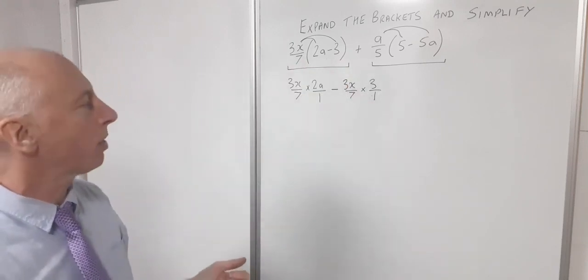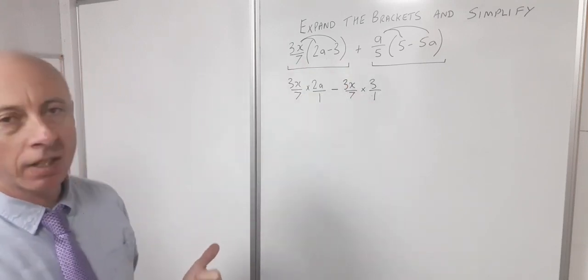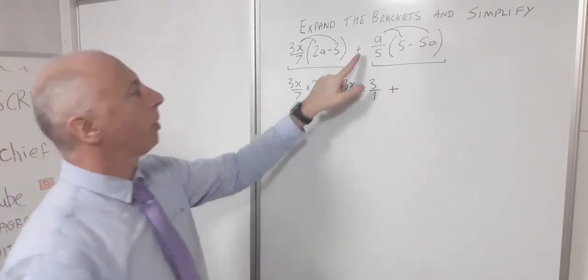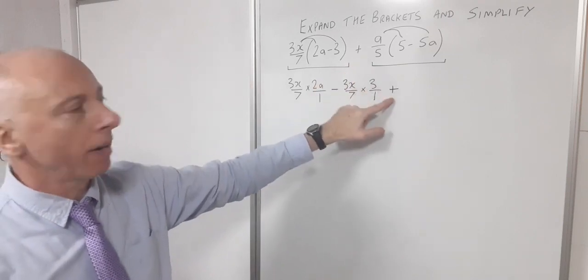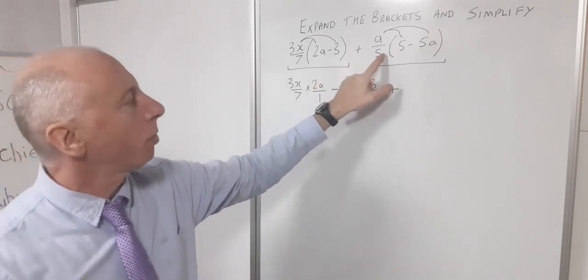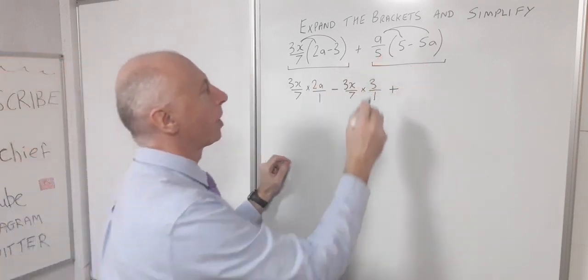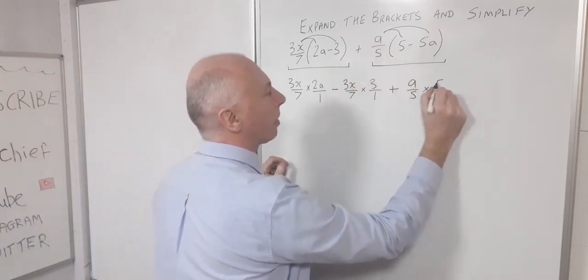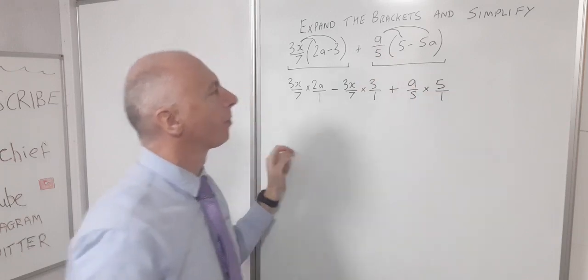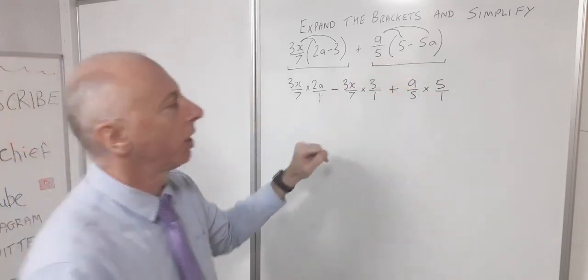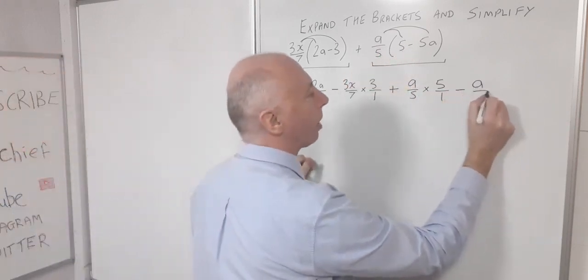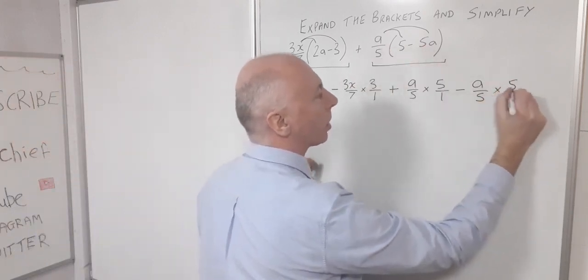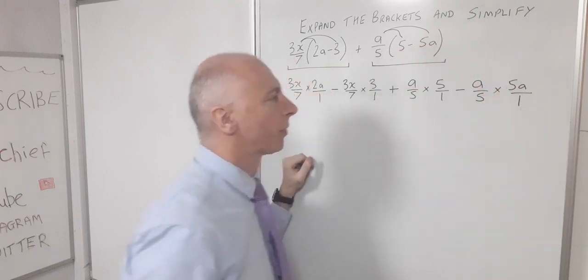Then the rules of BIDMAS will ensure that I have the correct answer at the end, so long as I follow those rules. Then this plus sign will come down. I've just written that there ready. And now I need to start distributing this term with these two. So now a over 5 times 5, which I write as 5 over 1. And then minus a over 5 times a, which I write as a over 1.